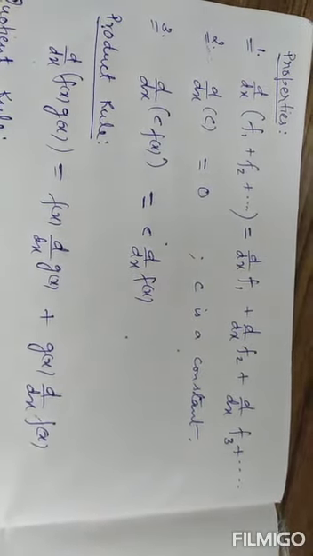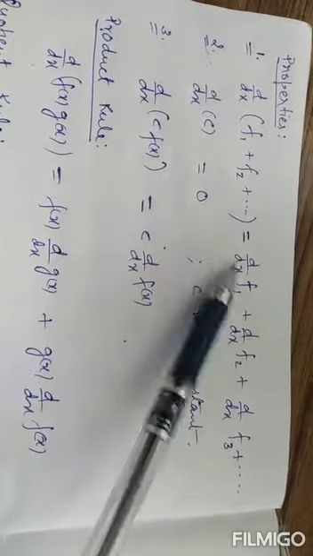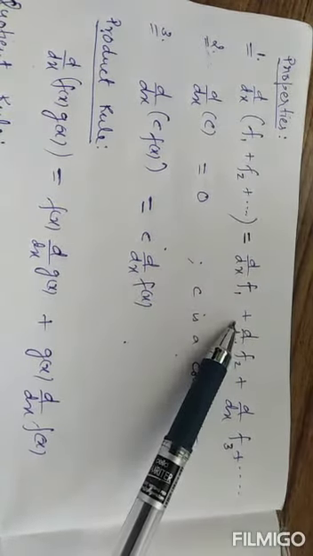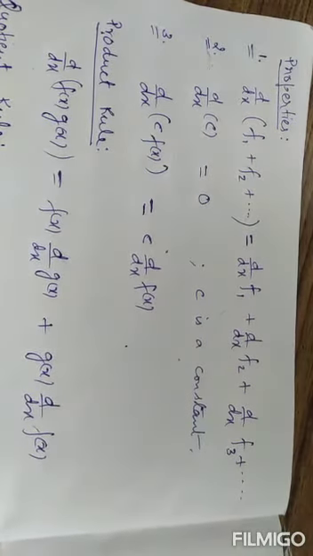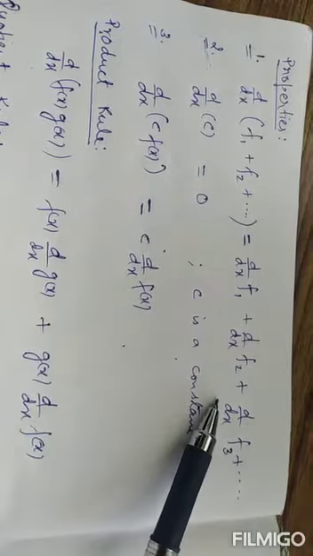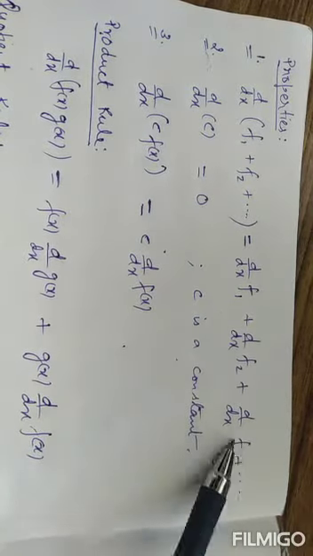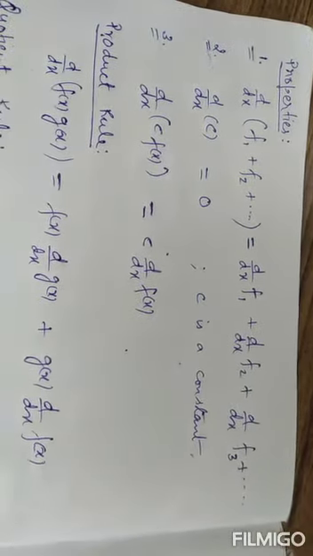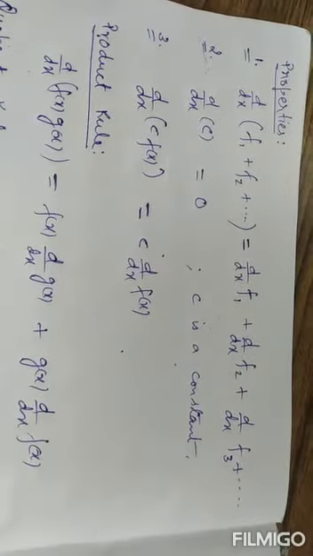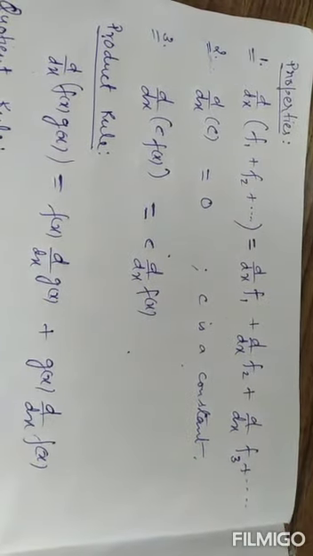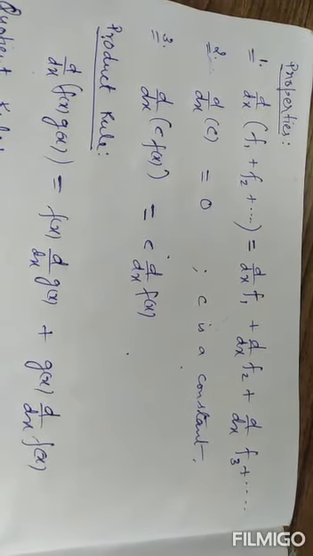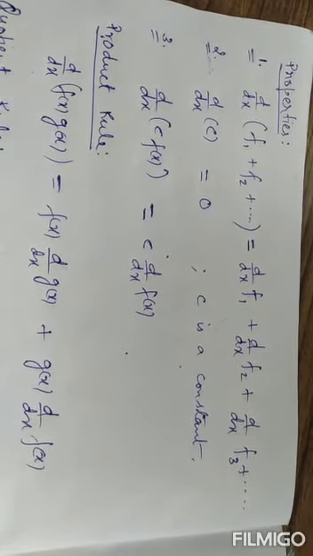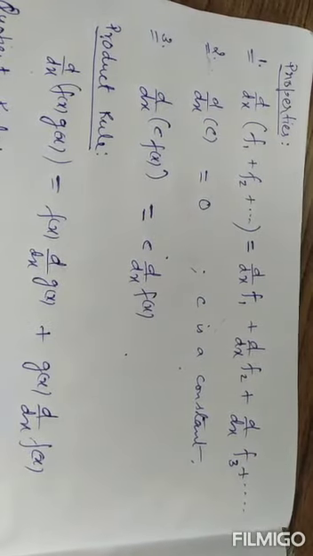So first I'll have d/dx of f1, plus, then I differentiate the second function, d/dx of f2, and plus I have to differentiate the next function, d/dx of f3, and so on. Then property number 2 says that d/dx of c equals 0. C stands for a constant. That means when I differentiate any constant number, I will get 0.